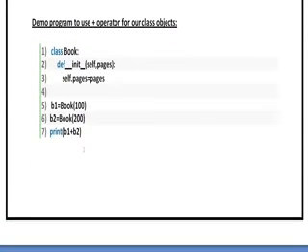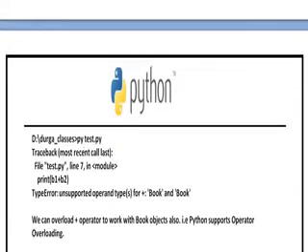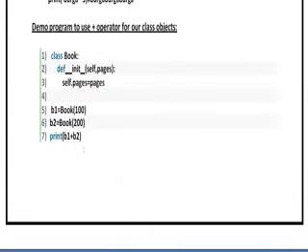Look at this program. Here I am taking a class called Book. I define the initialization, __init__ of self comma pages. Based on whatever I have initialized, I write self dot pages equals pages. Next, b1 equals Book of 100, and b2 equals Book of 200. Next, print of b1 plus b2. Based on this, I should get 200 plus 100, 300.